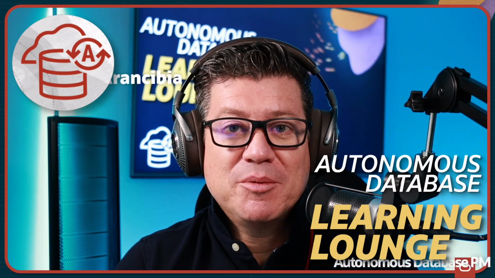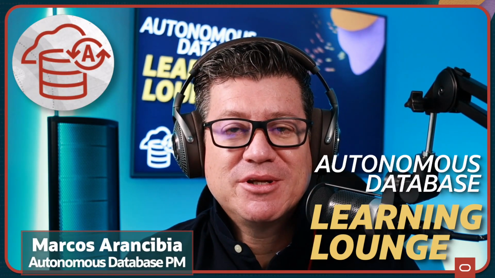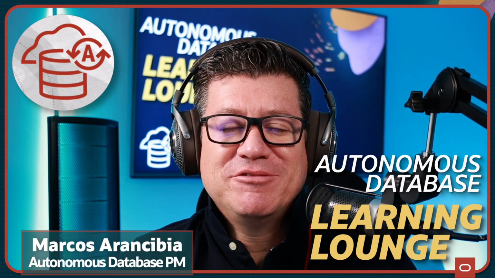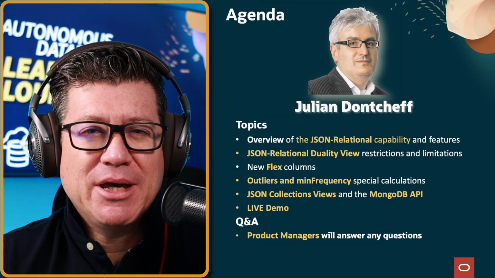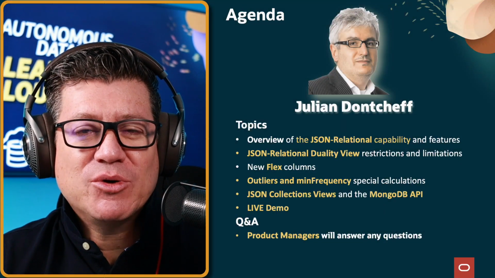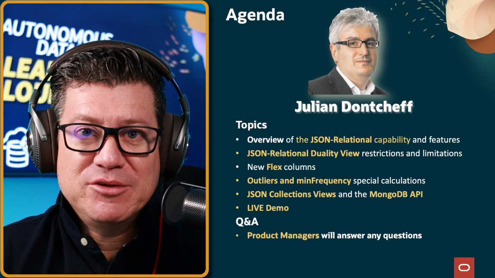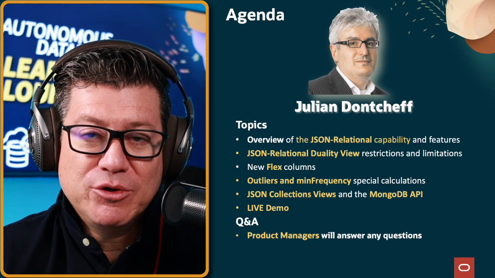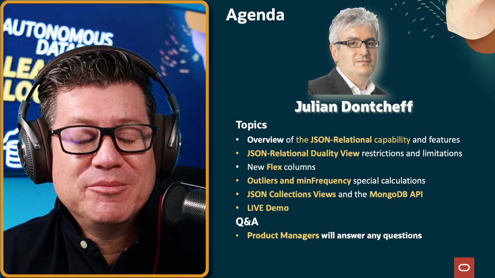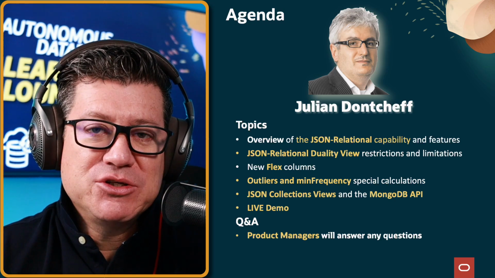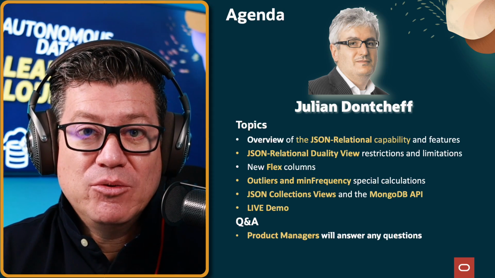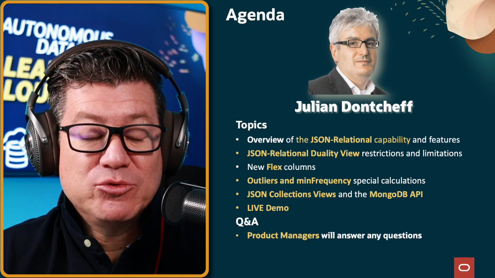I am Marcos Arancibia, part of the product management team for Autonomous Database. And today we're going to have a very, very cool session. We're going to be talking about developers' nirvana, right? So how to use JSON and also relational database, how to interface with those two things at the same time. That's the JSON relational duality capability that we introduced in the Oracle Database 23 AI.